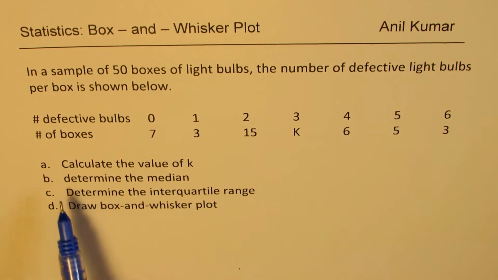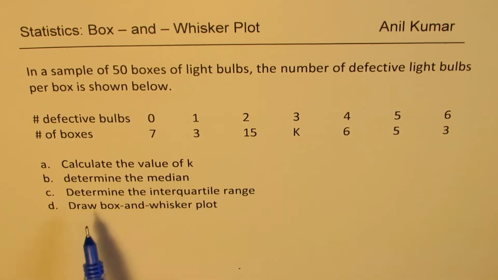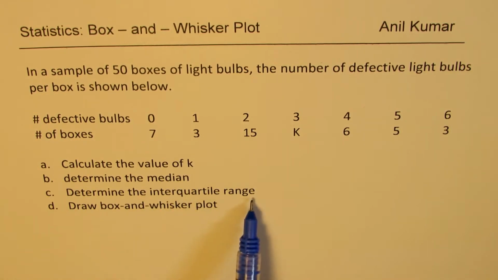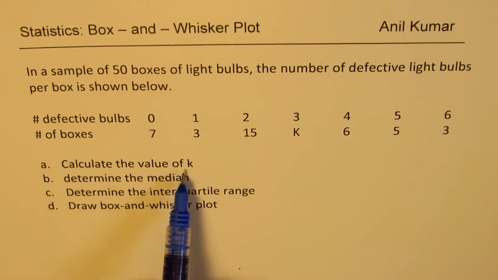Okay. Now what do you need to figure out? 1. The value of K itself. Determine the median, which is Q2. Determine the interquartile range, that means both Q1 and Q3, and then draw the box and whisker plot. So you can actually pause the video, answer this question, and then look into my suggestions. So let's begin with the very first one.